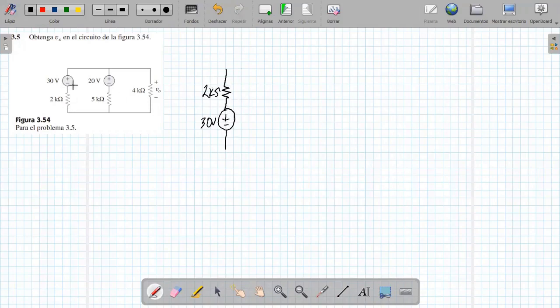Some may think that it's not very confusing, but when we do other types of exercises, they will realize that the mere fact of redrawing the circuit can make the analysis a lot easier, right?